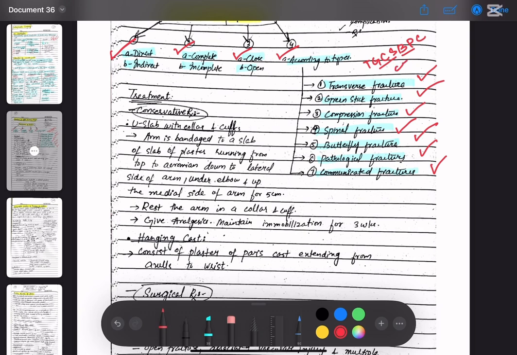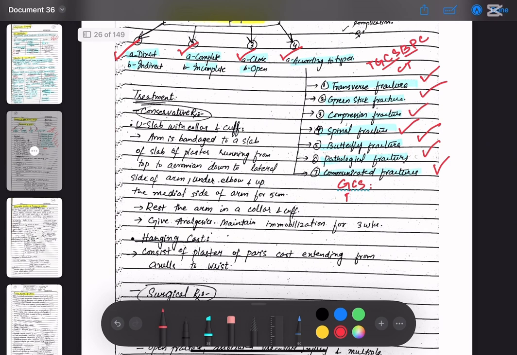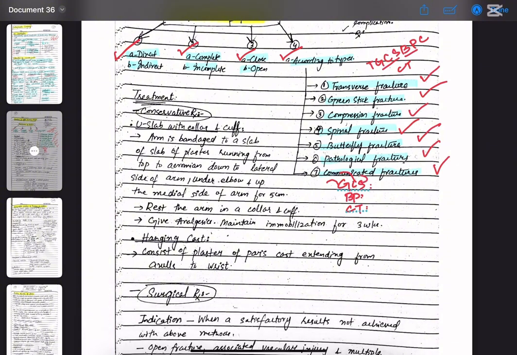So we should remember this from GCS. GCS is usually Glasgow Coma Scale, and BP is blood pressure, and CT is CT scan. So for G we are having green stick fracture. For C we are having compression fracture. Then we are having spinal fracture: green stick, compression, and spinal fracture.